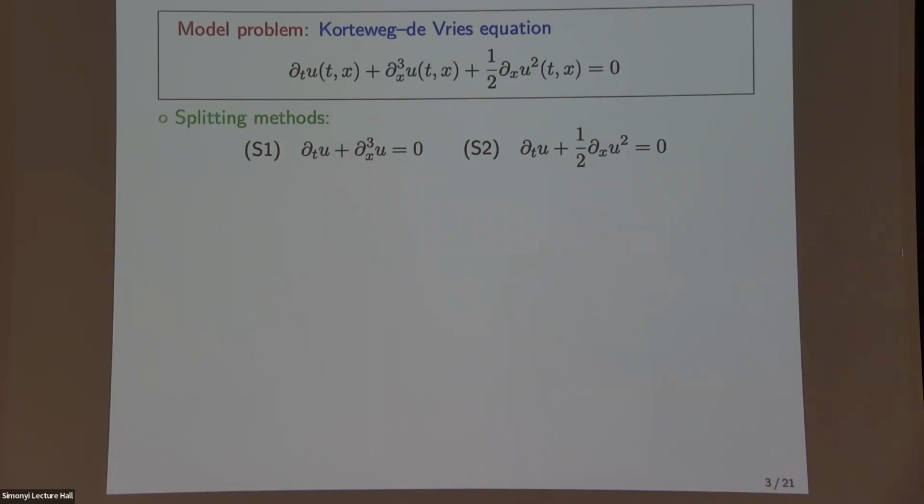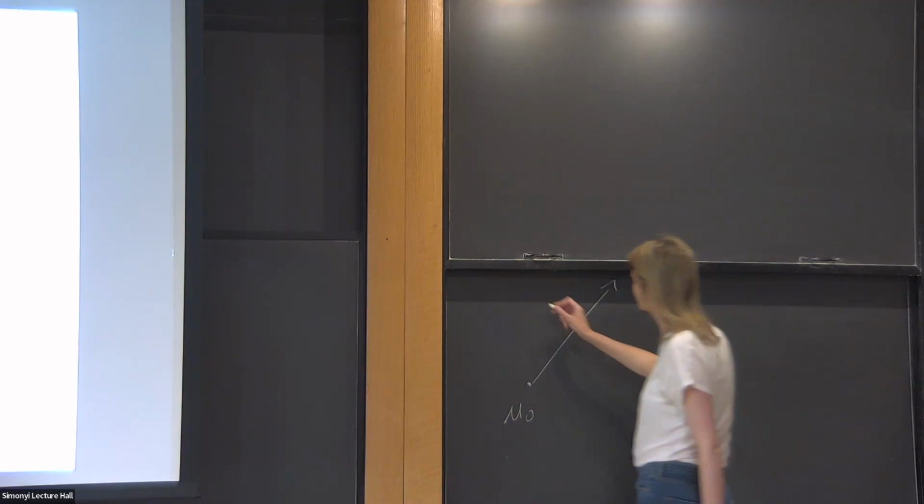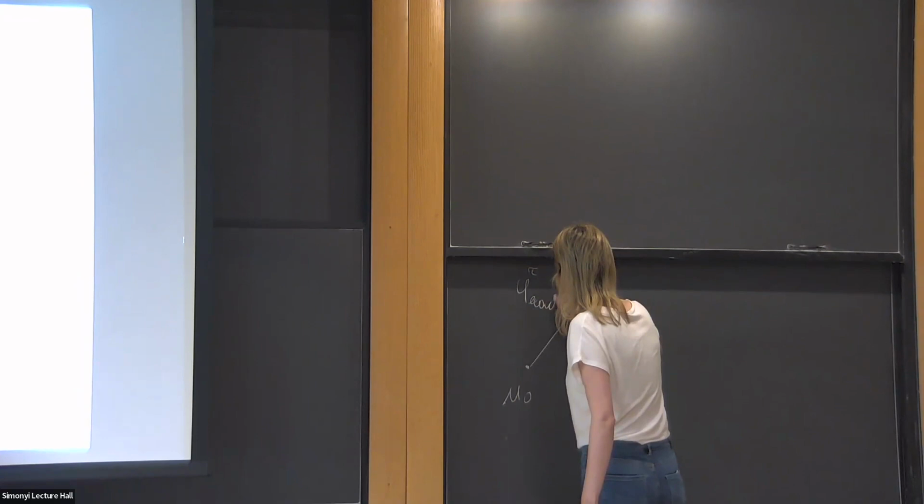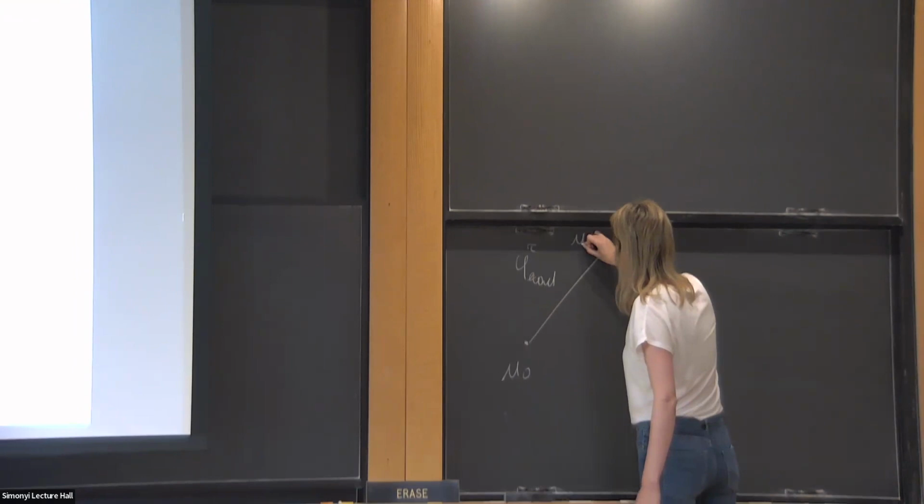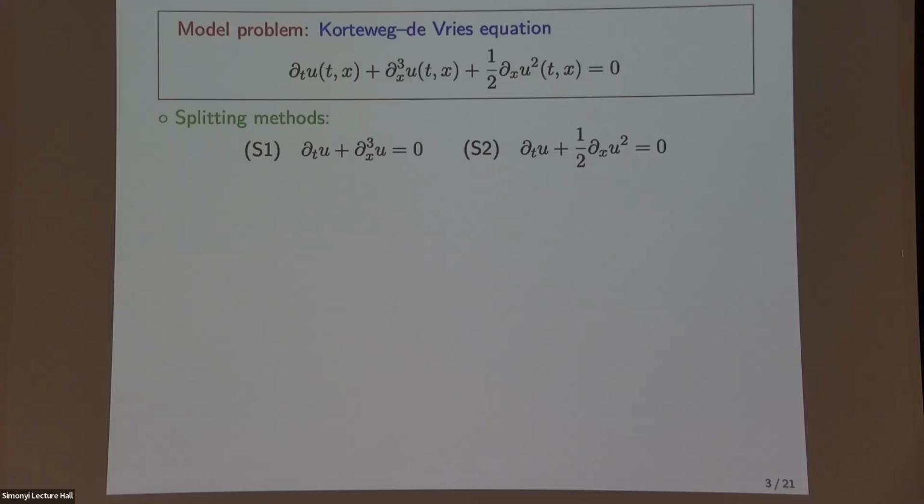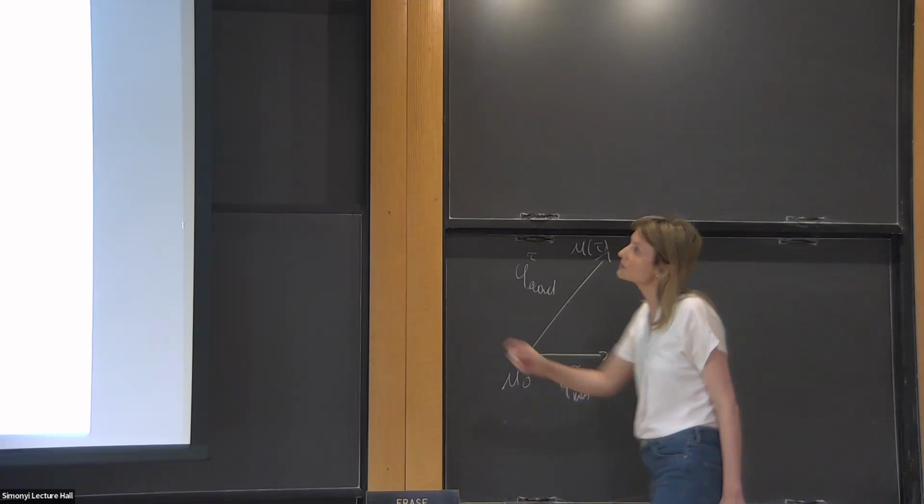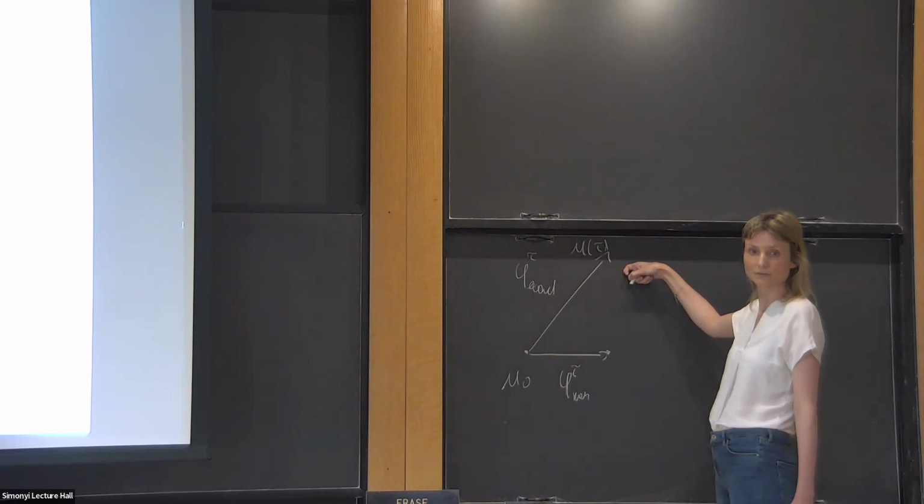So I start with an initial condition, let's say u zero. And then let's say this would be the exact flow. Here I have phi with time step tau, exact. And this just takes my initial value and maps it to the exact solution at time tau. And now the splitting idea is instead of following the exact flow, you take the initial value and transport it. For instance, first you solve the nonlinear equation. So here you make phi tau nonlinear. Here you solve the subproblem. And then you take this as initial condition and then you solve the linear part. So here you would solve phi.